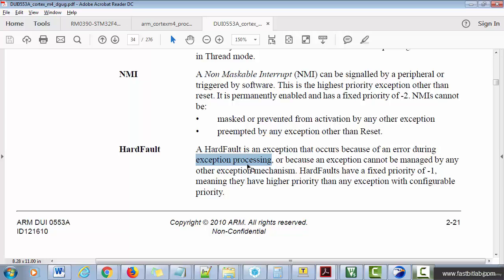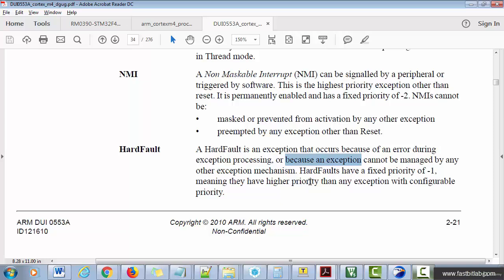Okay, and it can also be triggered because an exception cannot be managed by any other exception mechanism. Take an example of your T-bit experiment. In the T-bit experiment, you try to execute an instruction by keeping T-bit equal to 0. So that should actually trigger the usage fault exception of the ARM Cortex-M processor. But at that time, you didn't enable the usage fault exception, isn't it? So that's why the exception will be escalated and it will trigger the hard fault.